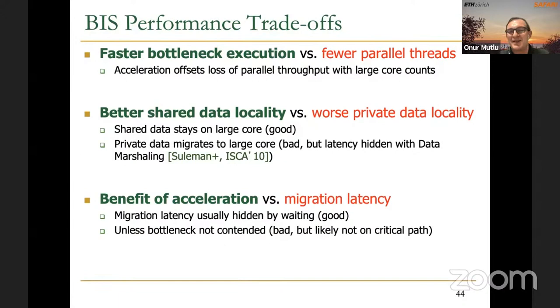Does that make sense? Okay, great. That's a very good question, basically. So if you really want to guarantee shared data stays on the large core, you should ship all of the bottlenecks over there. Or you should ship the bottlenecks whose data you want to stay there into the large core. And you should do it always.